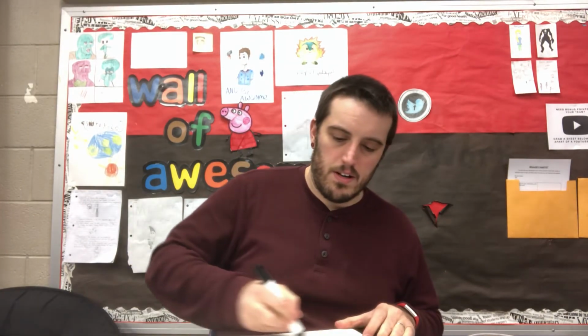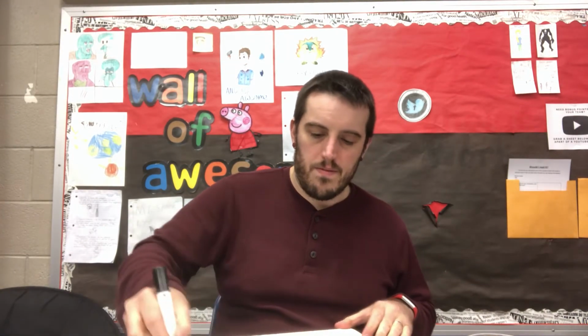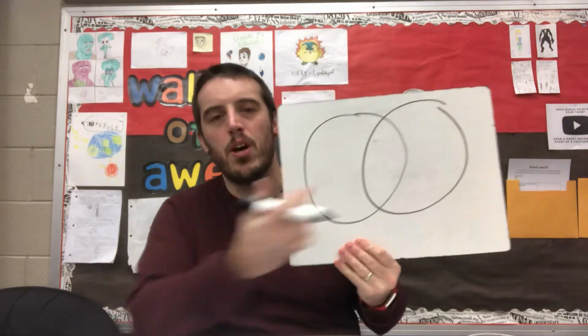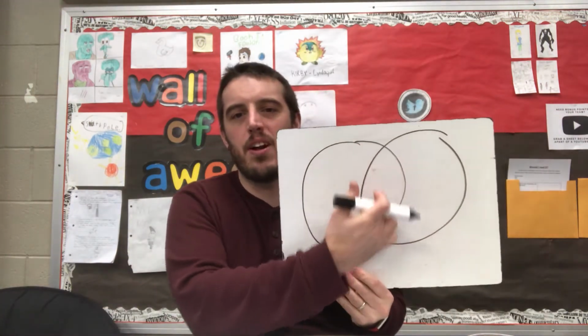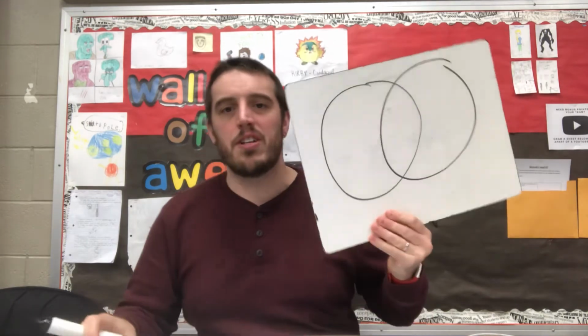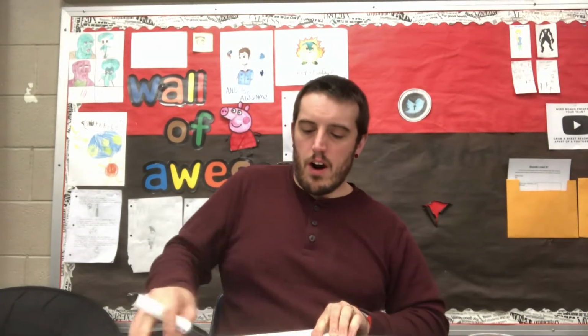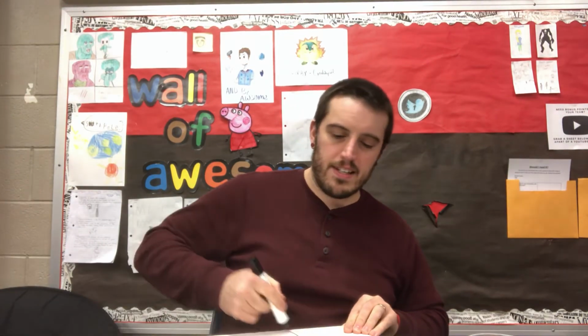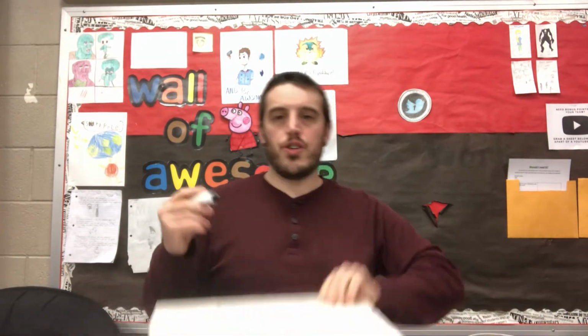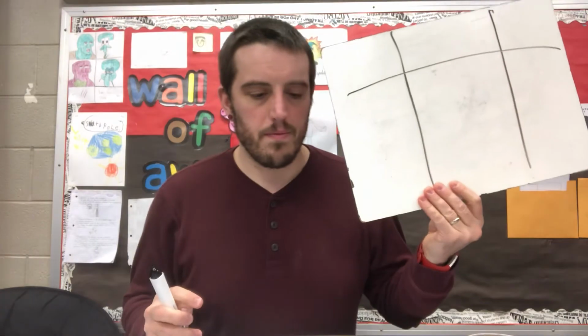Another one you might have seen when you were in elementary school is this one. Okay, it's called the Venn diagram, where you've got two objects and similarities in the middle. I don't like this one as much because I always found it hard to write similarities in the middle. So for our purposes, we're going to go back to that chart like this.